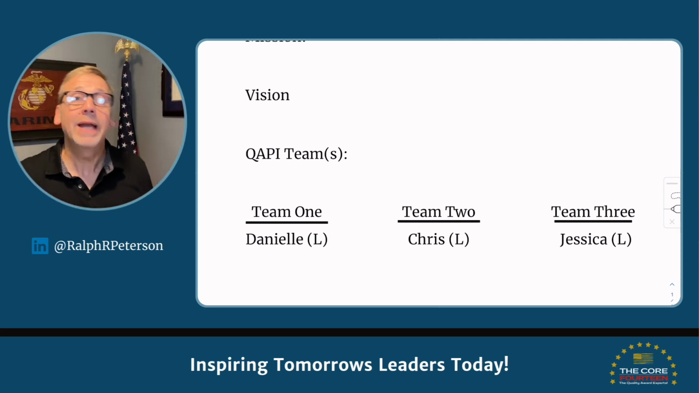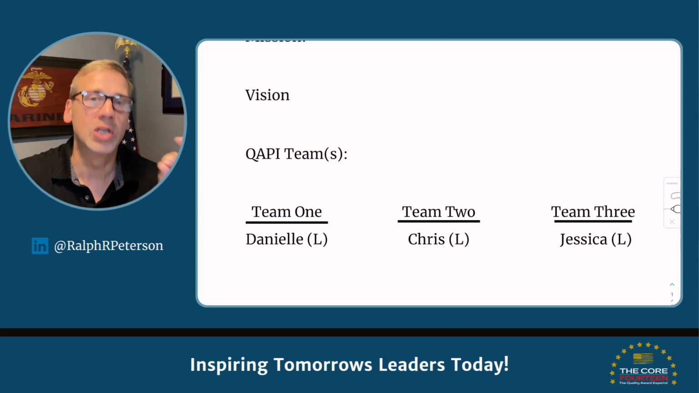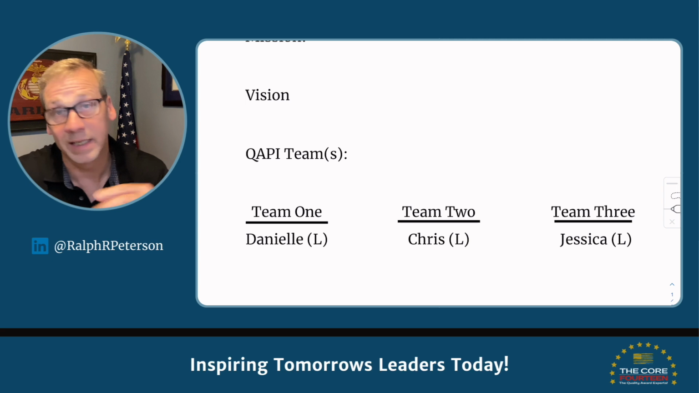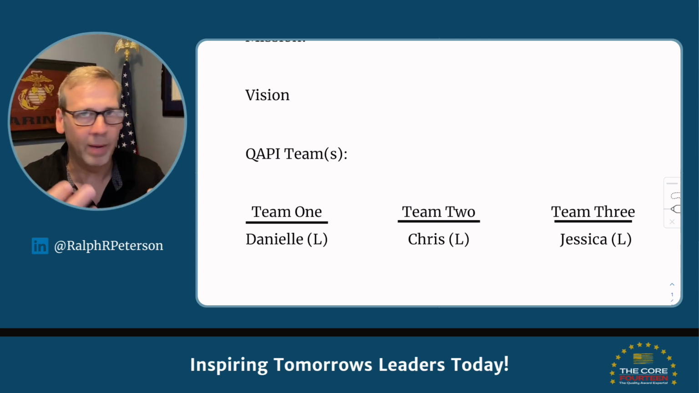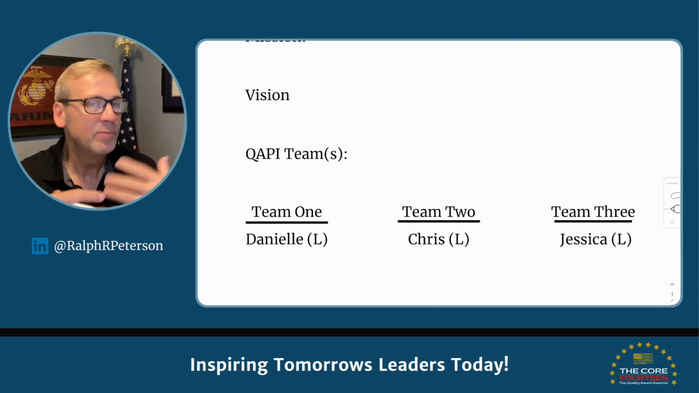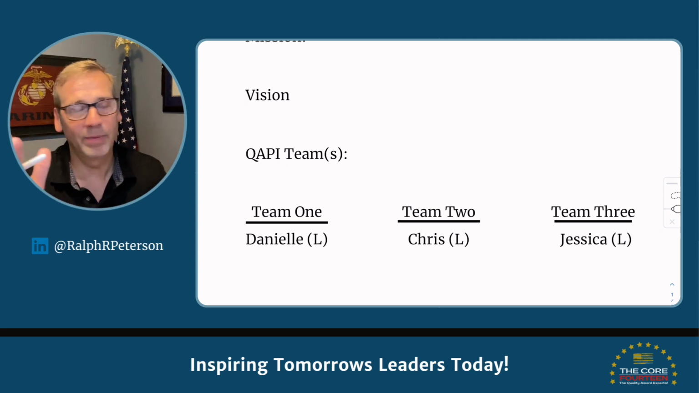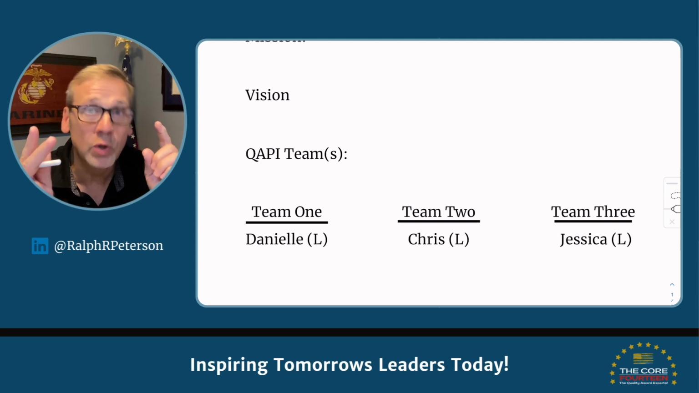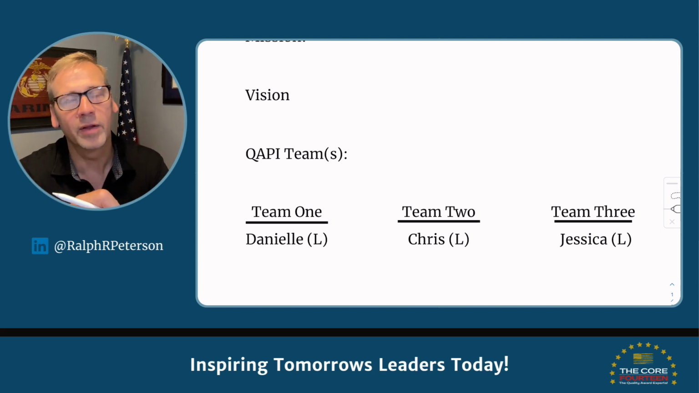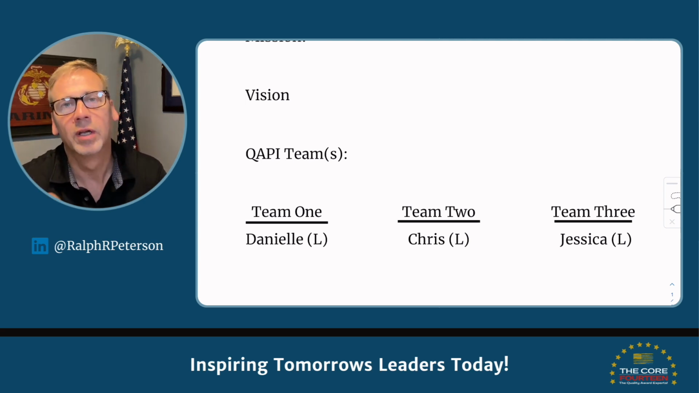A QAPI team is made up usually of a few department heads and a non-manager, meaning a housekeeper, a dietary aide, a nursing assistant, a nurse, somebody who is not a department head, not in a position of leadership. We also want them part of our QAPI teams. So let's say I have 10 department heads. I may just simply split my department head team into 2 teams. So I would have 5 department heads on one team and 5 on the other, and then I would add 1 non-manager to each team, so I would have 6 people on each team.